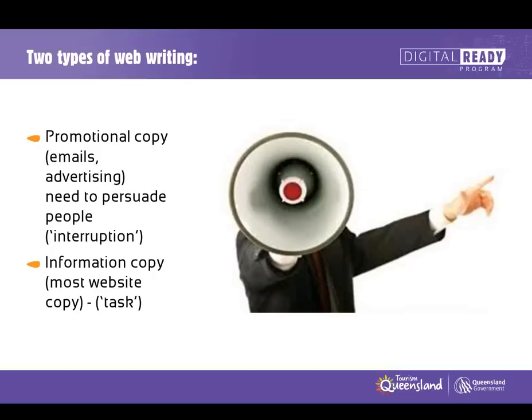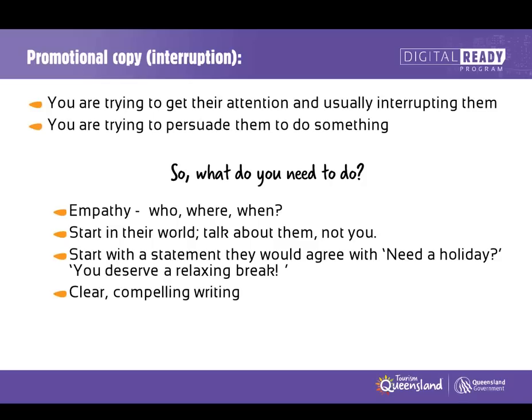Information copy is the other kind of copy I want to talk about, the second type of web writing today, which is basically most website copy. This is where the user has a specific task in mind. It might be to find out your location, or find your prices, or find your amenities, or book with you, and they want to complete the task as quickly as possible and then leave. So you write quite differently in this case, because what you want to do is facilitate the task, help the user to complete the task.